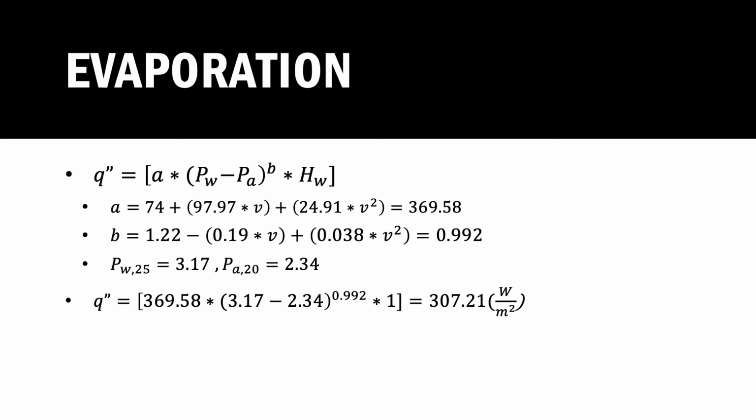307.21 watts per meter squared. For the final time, we multiply this flux by only the surface area of the top of the pond to get the heat loss through evaporation as 30,721 watts, or joules per second.